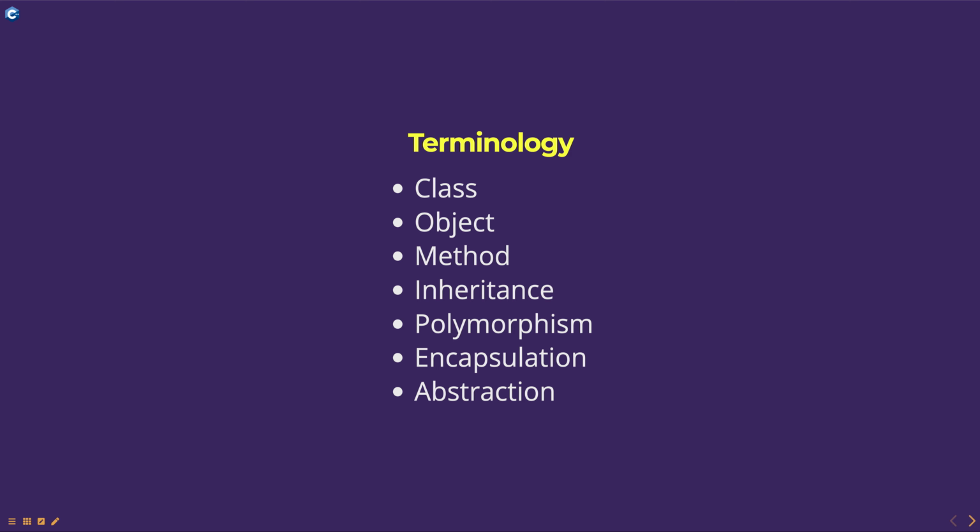A method is a function that is associated with a class. Methods operate on the data of an object and can change its state. Inheritance is a mechanism that allows a new class to be derived from an existing class. The derived class inherits the properties and methods of the base class and can add or modify them as needed.